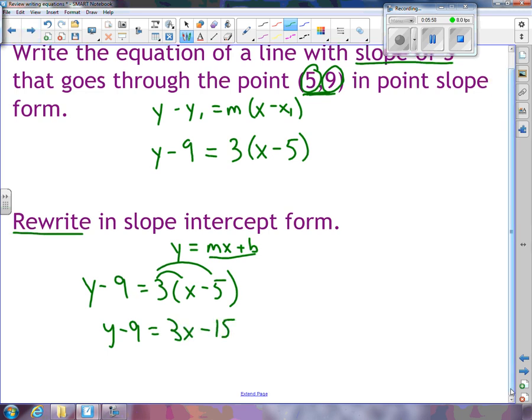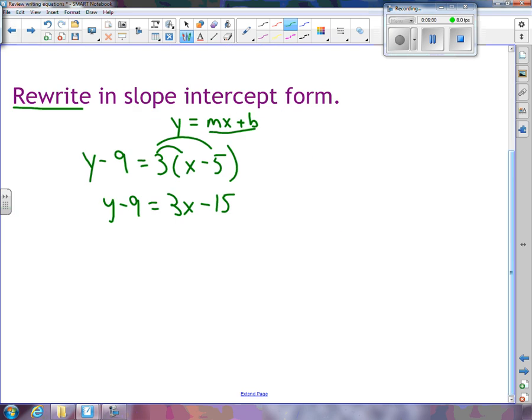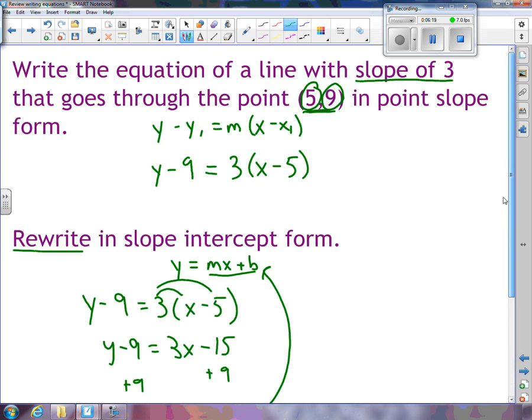After taking that step, I'm just going to get the 9 to the other side by adding it. So I get y equals 3x minus 6. Now I'm in the form y equals mx plus b. If you notice, the m in this form is 3, which was also the m in this form. It's the same line, just written in a different way.